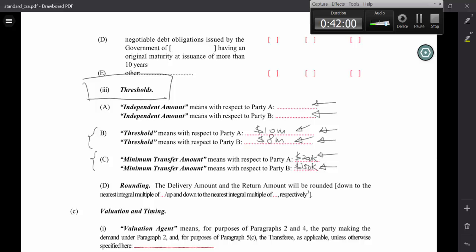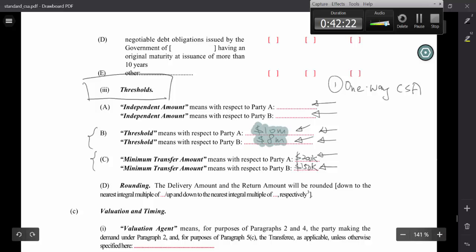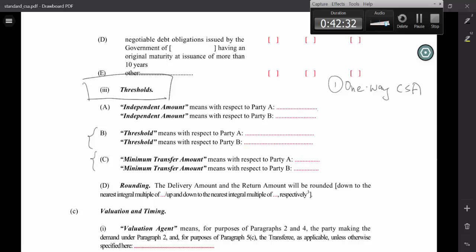Now, I want to say two more things on this, and I want you to think about it. Number one, what do you think is a one-way CSA? So what we have talked about so far, it looks like that things are kind of symmetric between two parties of equal financial strength, credit quality. Have you ever heard of a thing called one-way CSA? What do you think that is?